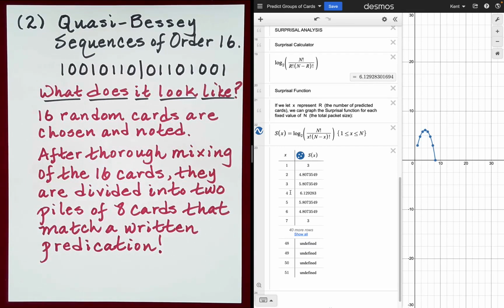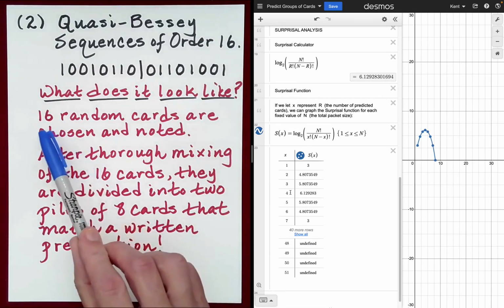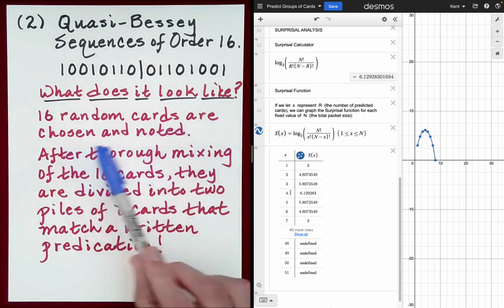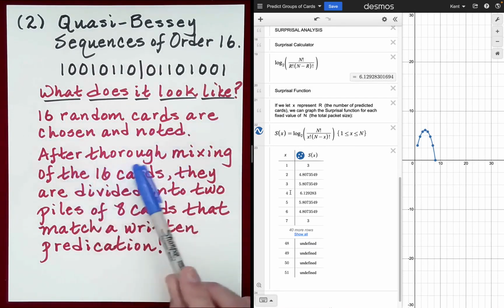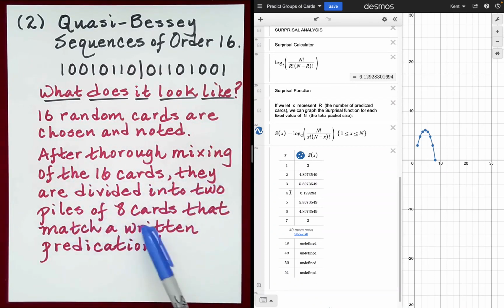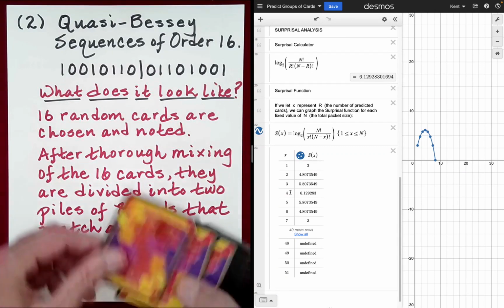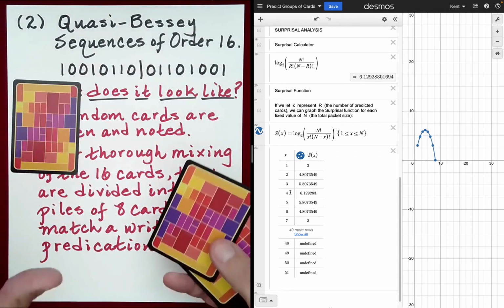So what they're witnessing there is extremely unlikely, given the assumptions that they have in their minds about what they're seeing. Okay, so what does it look like? Well, here 16 random cards are chosen and noted. After thorough mixing of the 16 cards, they are divided into two piles of 8 cards that match a written prediction. So in this particular case, you would just deal out 16 random cards.